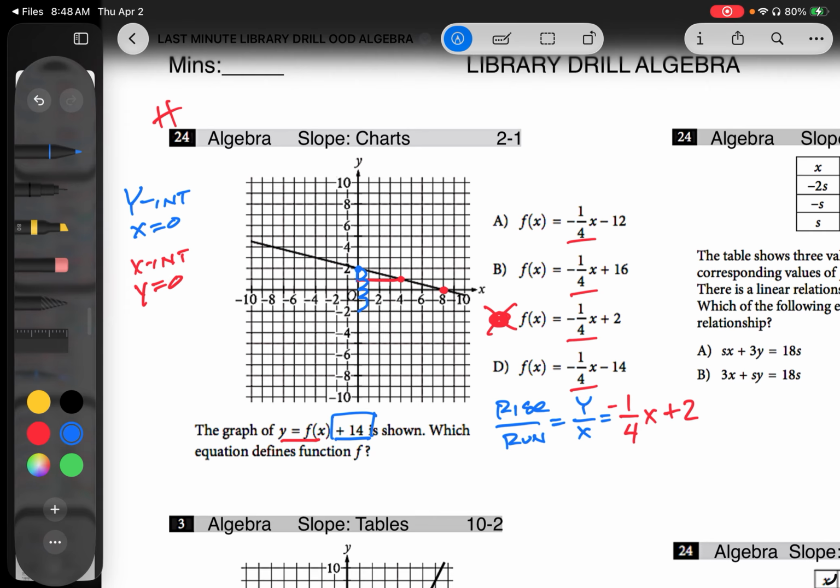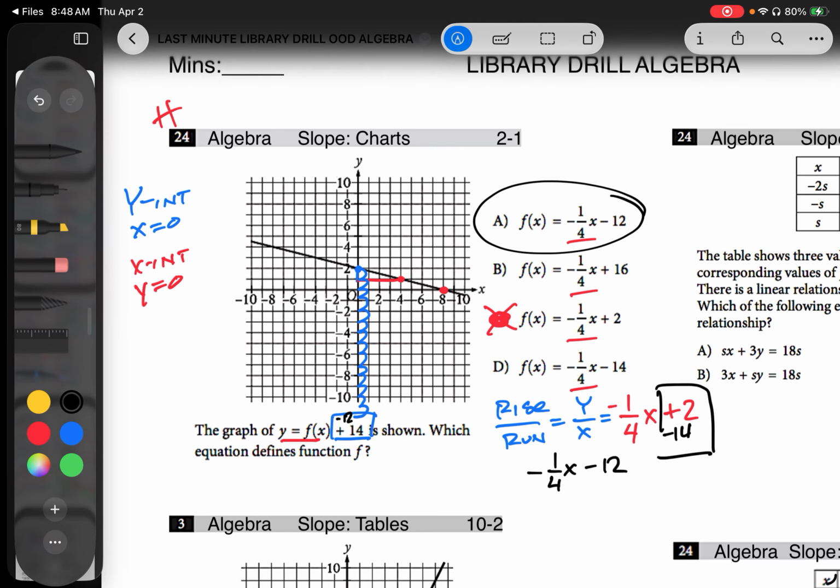1, 2, 3, 4, 5, 6, 7, 8, 9, 10, 11, 12, 13, 14 points down, which should make that -12. So your slope-intercept formula for the original function is -1/4x minus 12, which is A, and that's it. The other thing you could have done, you could have just gone to this +2 for the first line that they gave us and just subtracted 14, and that would give you your y-intercept of -12. And that's it for this question.